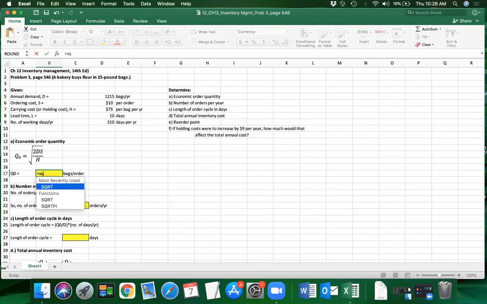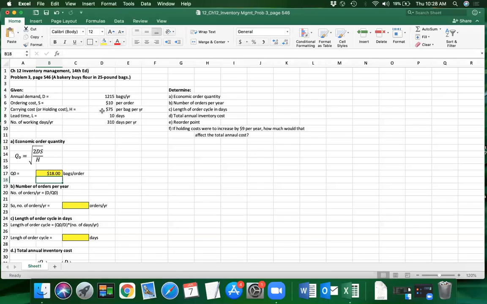So we'll say equal to square root, that's the formula we are going to use, 2 times annual demand times S, which is ordering cost, and this whole divided by my carrying cost. So that should give me 18 bags per order. That means every time I'm going to place an order, I will place an order for 18 bags. Why? Because this quantity will minimize my total inventory management cost. So that's the reason we come up with economic order quantity.